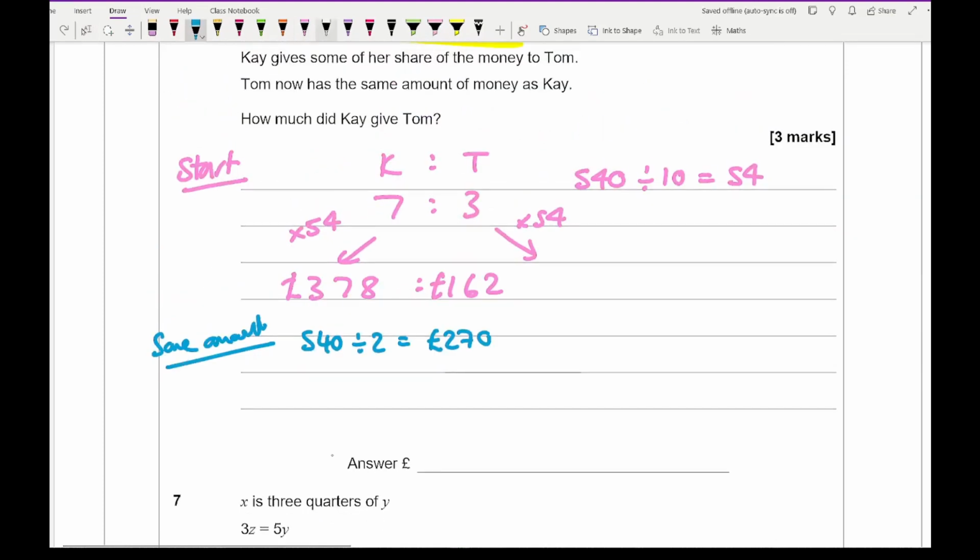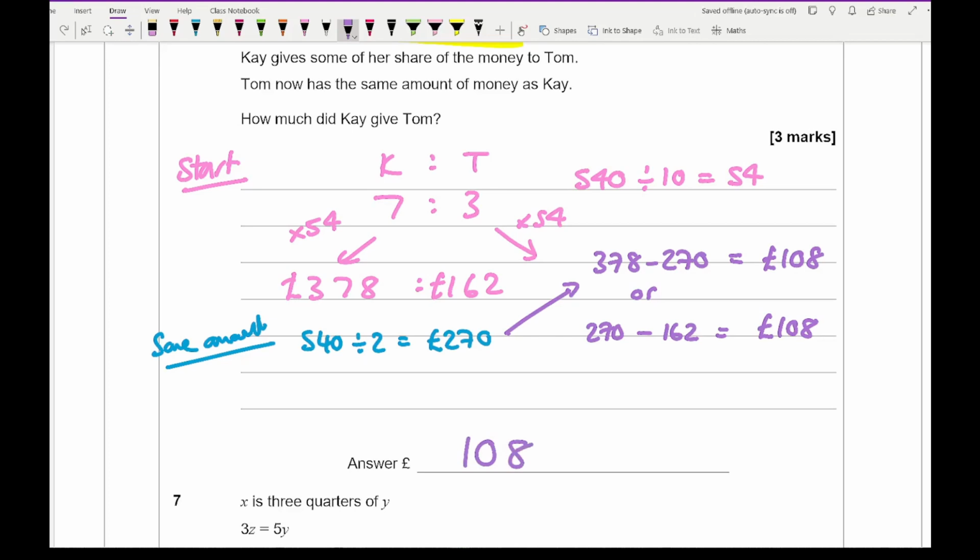So then there's a couple of ways in which I can do this. So either I can do 378 minus 270, or I could do 270 minus 162, in which then I should get an answer of £108, and that is how much Kay has given Tom and Tom has received. So the answer then is 108.